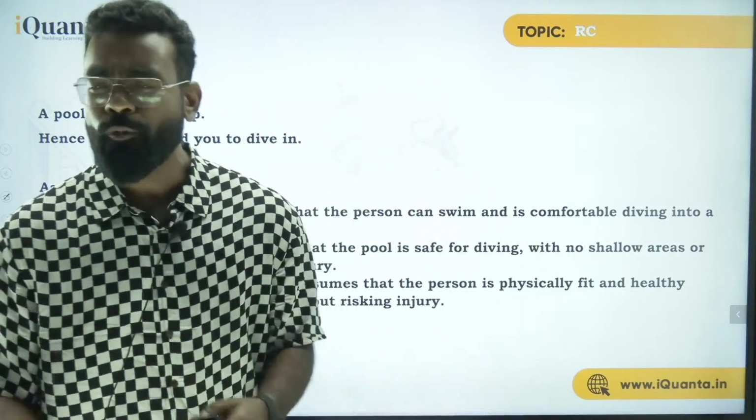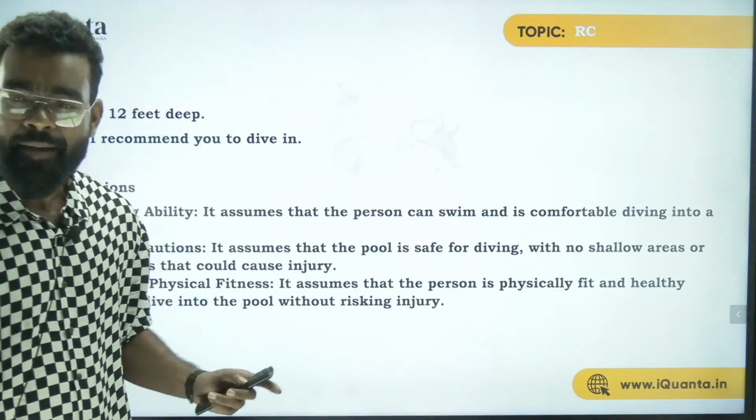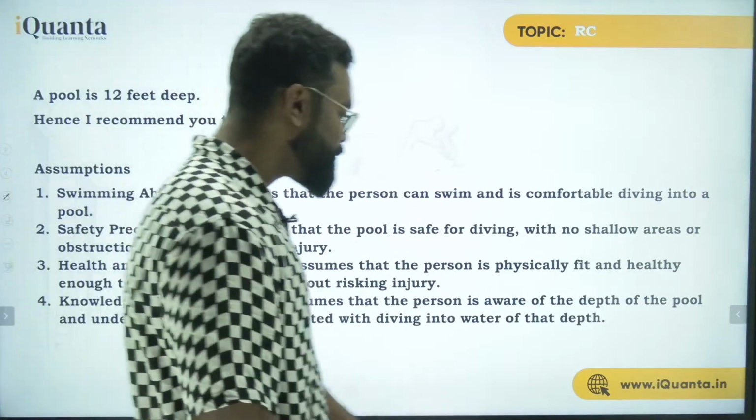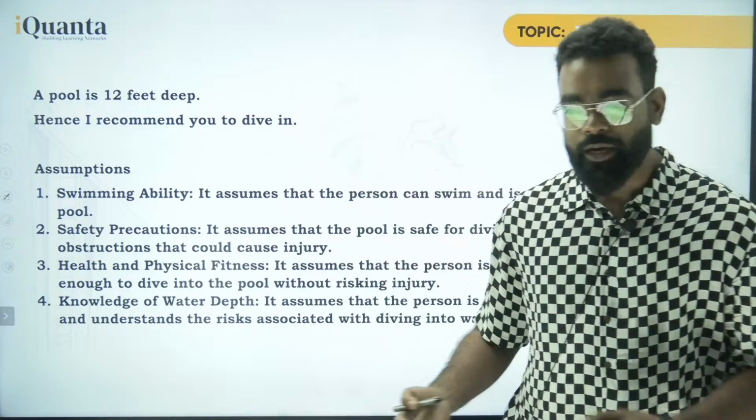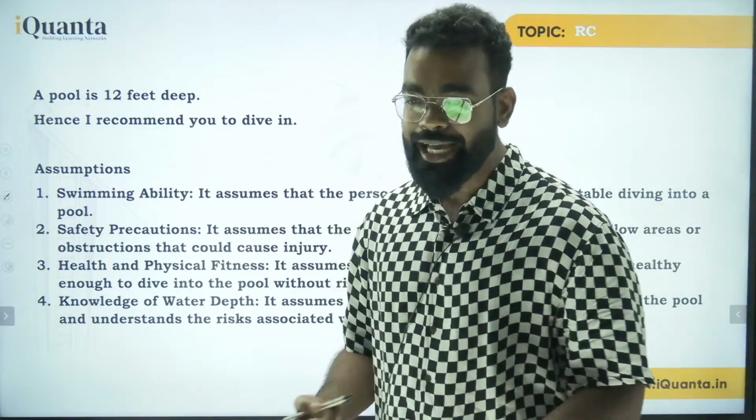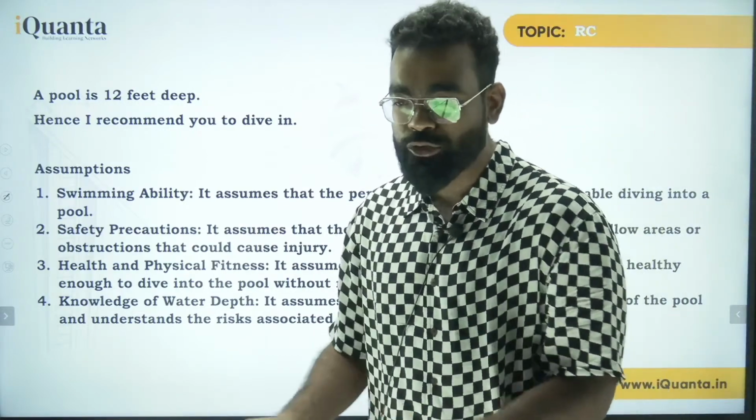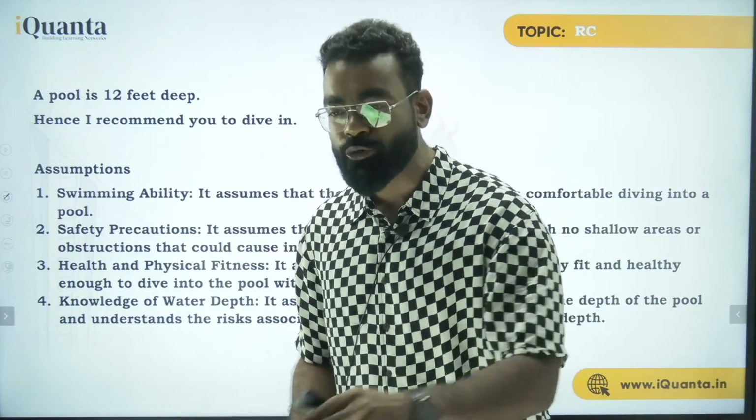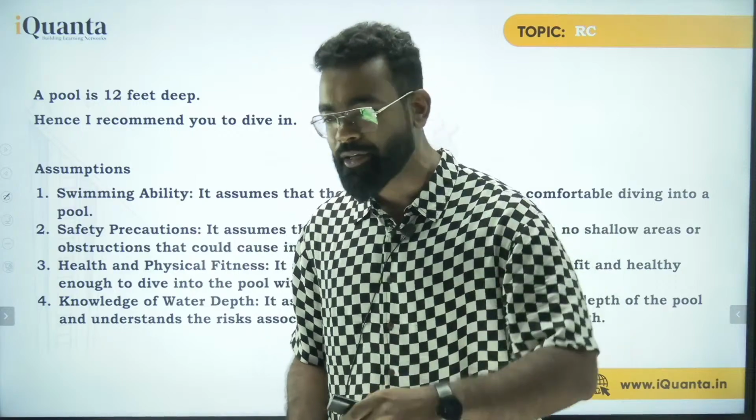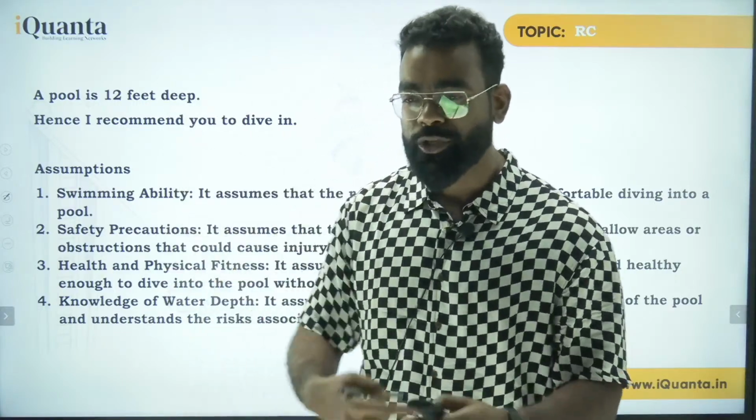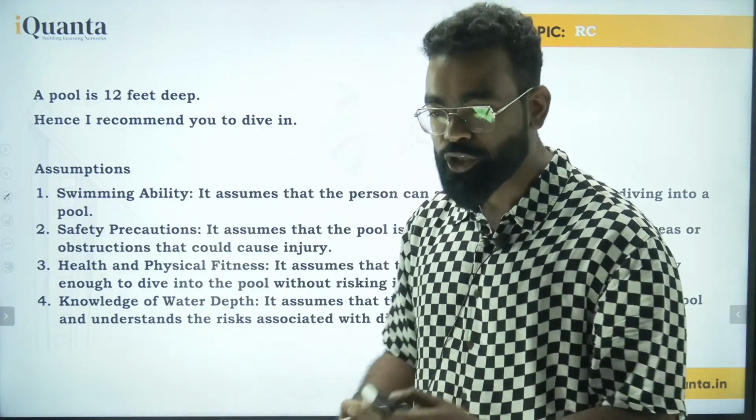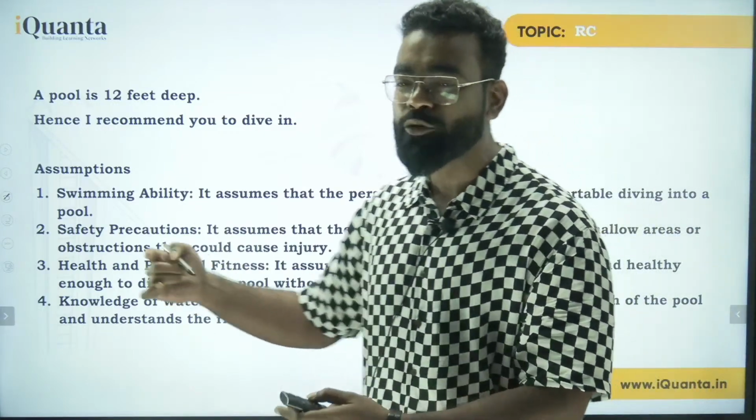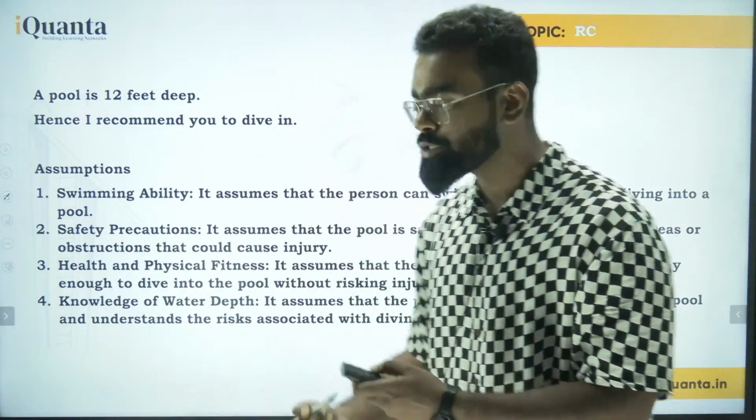I'm just giving you all possible kinds of assumptions which this argument can have. So next is fourth, knowledge of water depth. Obviously the diver actually knows that it is 12 feet deep. It is possible he might dive at an angle, he might dive straight, he might dive directly perpendicular. So all of the angles are also involved here. Do you understand? So he should have the knowledge that it is 12 feet deep, so how am I going to dive. That is an assumption also.